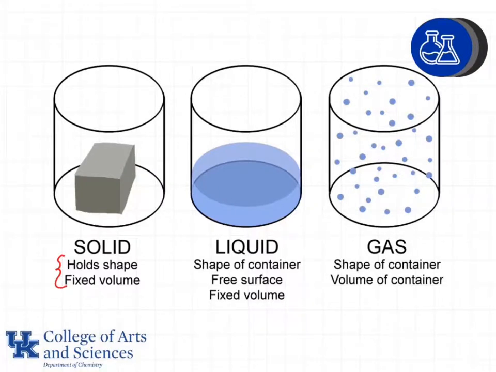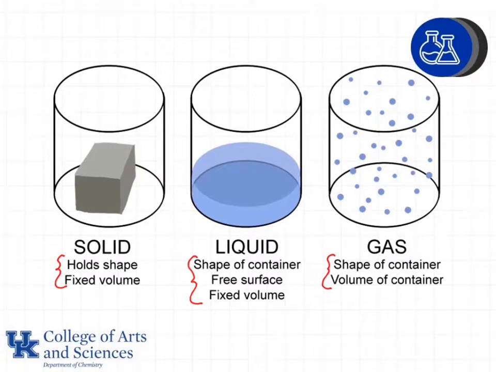Solids have a fixed shape and a fixed volume. Liquids take the shape of their container, but they have a fixed volume. Gases take on the shape of the container as well as the volume of the container.